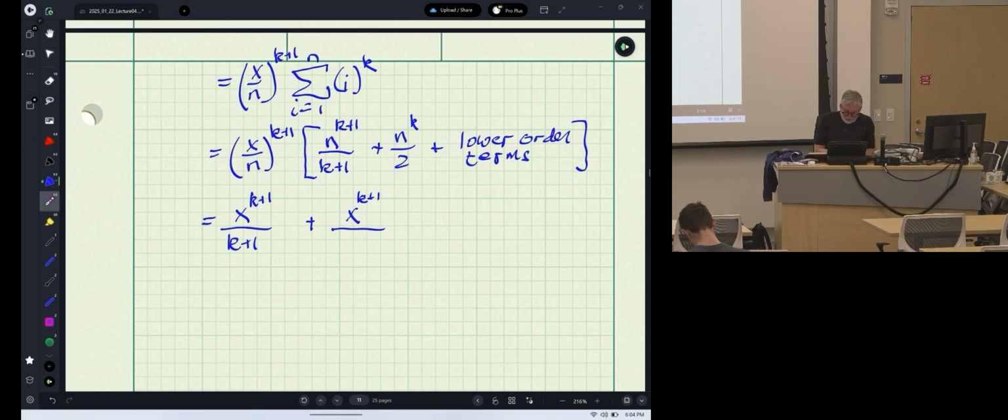Now what do I have here? I have n to the k plus 1 and n to the k. So that leaves me with an n here, and I still have the 2. Then when I multiply this through, I get x to the k plus 1, and then over higher powers of n.